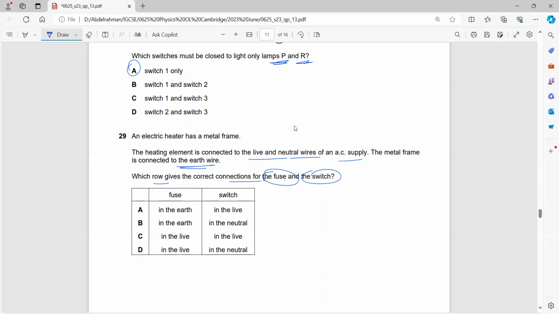You must put the fuse on the live wire. And the switch also has to be on the live wire. That's it, simply. Whenever you have a fuse, it has to be on the live wire. The fuse is in series on the live wire, and the switch is also in series on the live wire. We're done with the question. It's very, very simple.